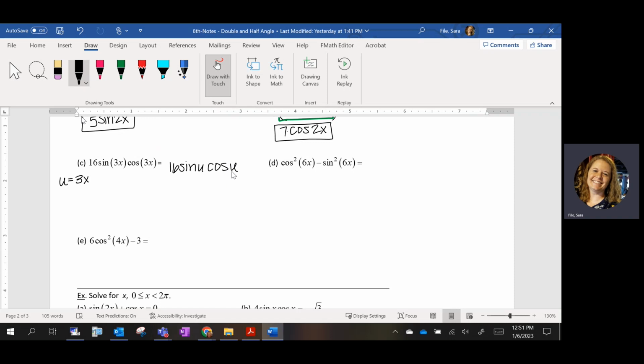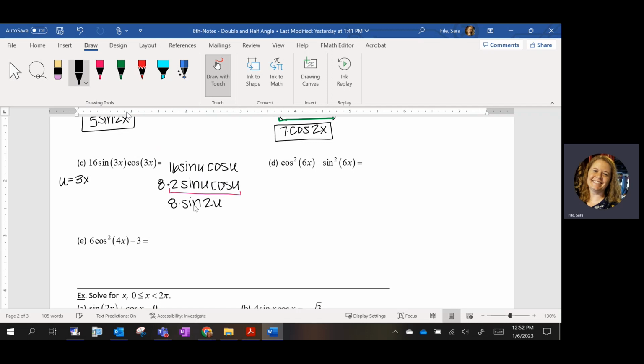Now that's going to be a lot easier to work with, right? When it's just a single variable for the angle. Do y'all agree? So now this is really close to what identity? The sine double angle again, except it shouldn't be 16. What should it be here? A 2. So how can I break this down? 8 times 2 sine u cosine u. Then I can replace that 2 sine u cosine u with sine of 2u. And I still have the 8 in front.